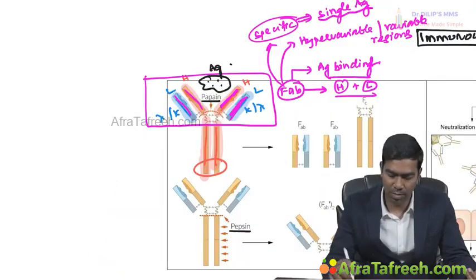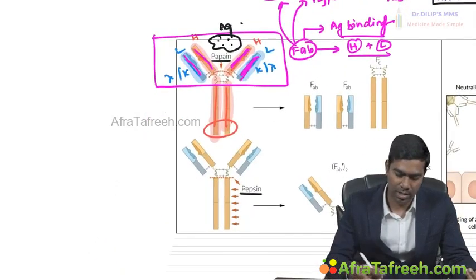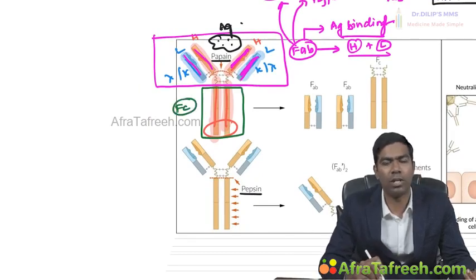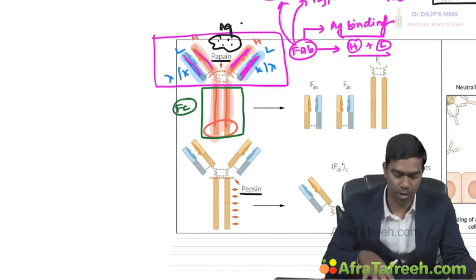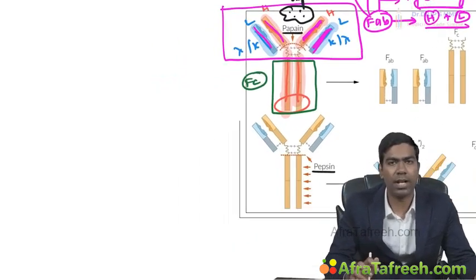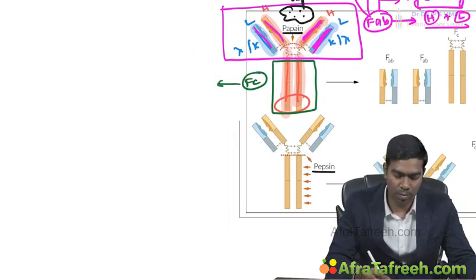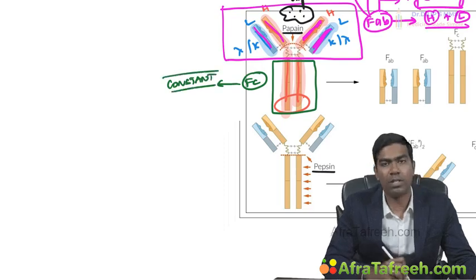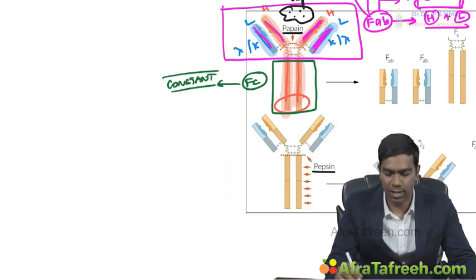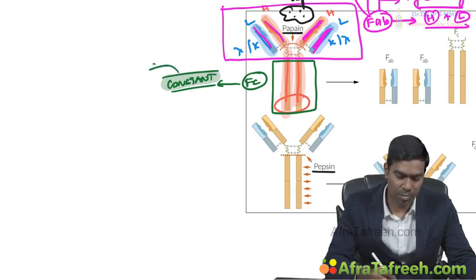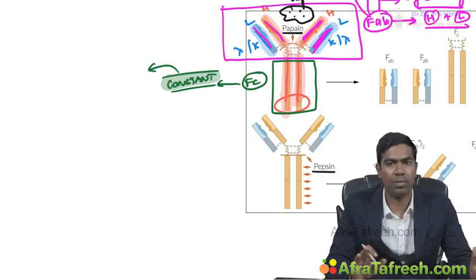Now let us come to the second area. This is the second functional area of the antibody. This is called the Fc portion of the antibody. So what do you mean by the Fc portion? It's a constant portion. And what are the properties of this constant portion of the antibody? It means it is going to be constant for a particular antibody. It's not going to change at all.